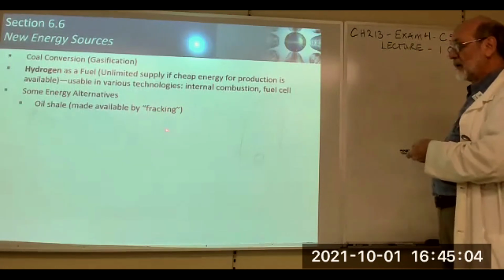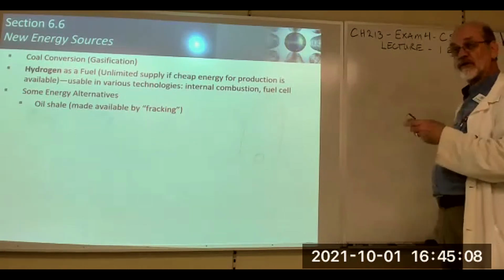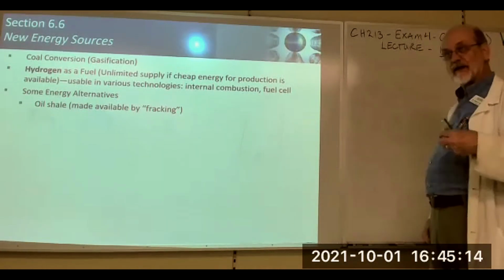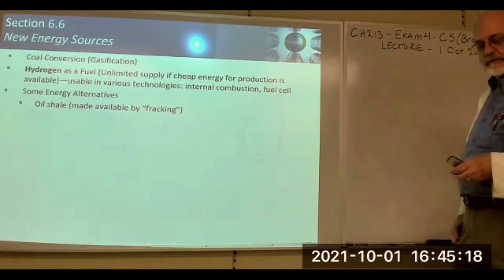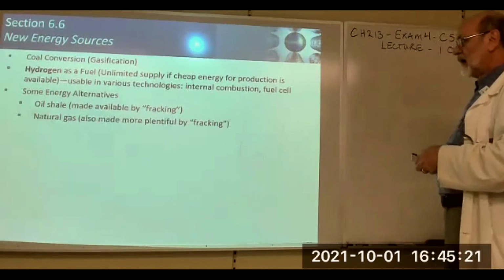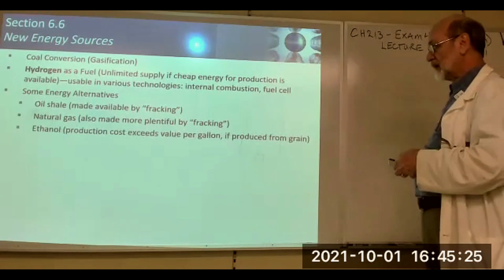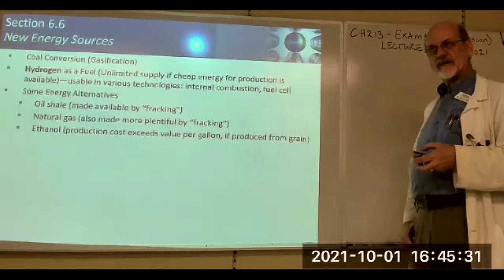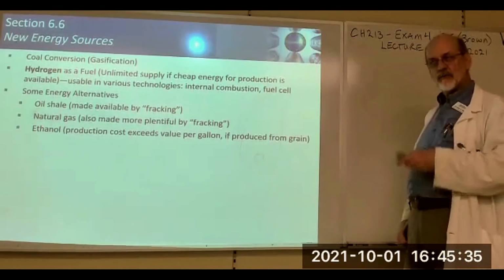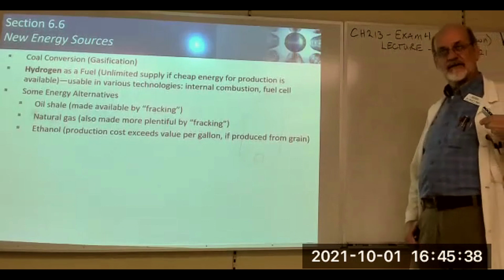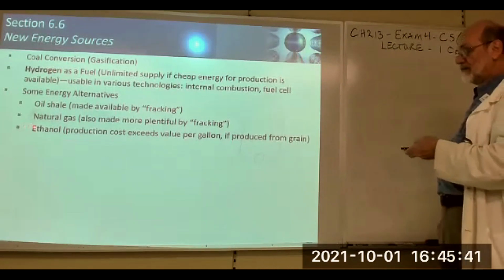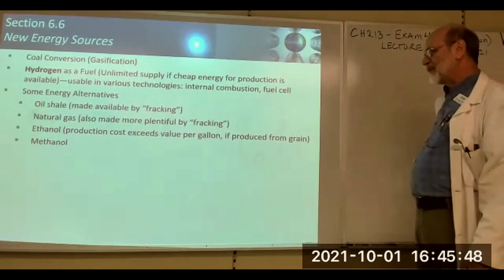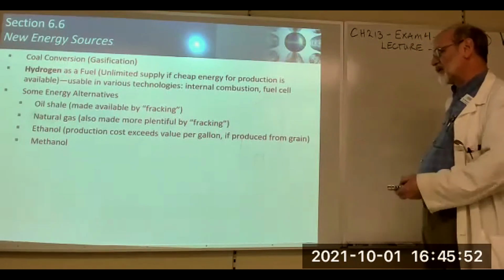Energy alternatives. Well, oil shale is producing, that's what we were doing before the Democrats took over. We were fracking like mad. In fact, the US was a net energy producer. Yeah, we were exporting energy. I remember reading about that. Natural gas is still good, right? Ethanol production from grains is a losing proposition. You have to put more energy into the process than you get out of it. That's crazy talk. Methanol, maybe, I'm not sure if it's any better than ethanol.